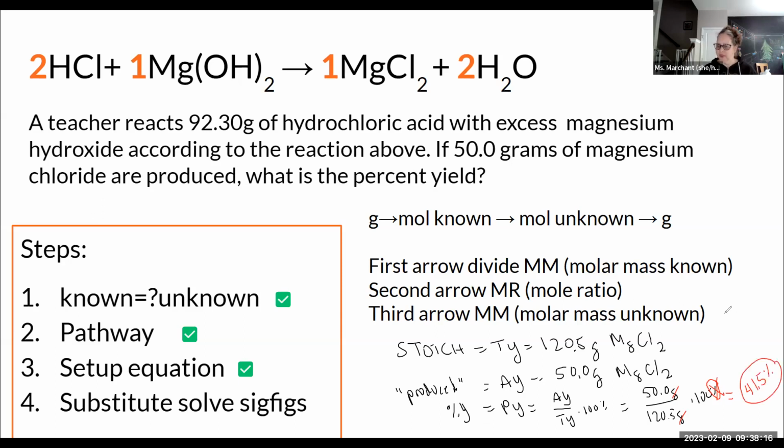41.5%. That is my percent yield. That is the actual percent produced in this experiment. Okay, and it's under 100%, so I'm feeling pretty good that I did my math right there. And that is the end of that problem.